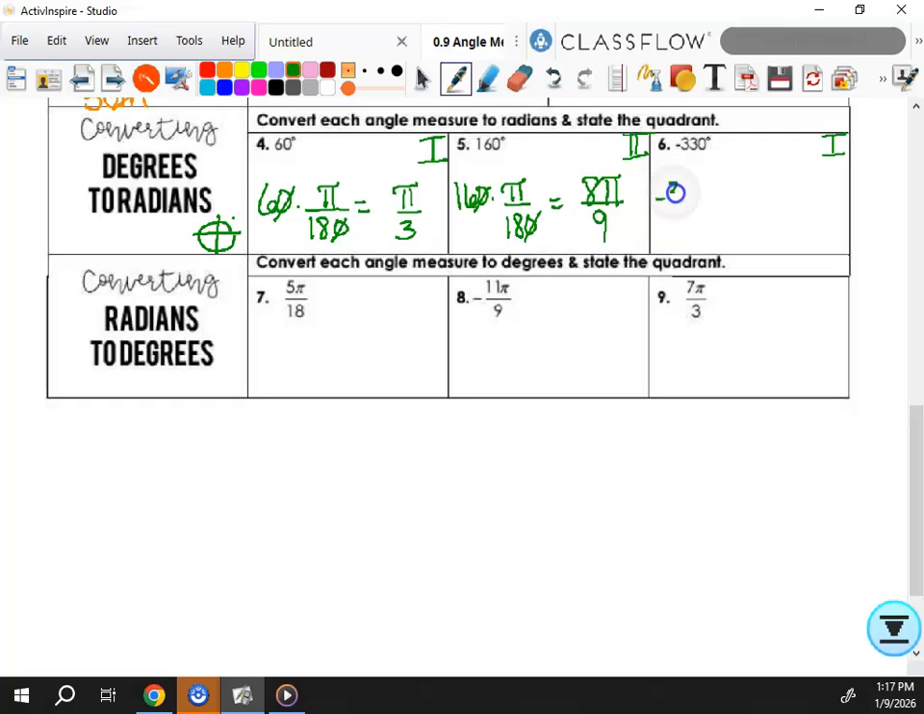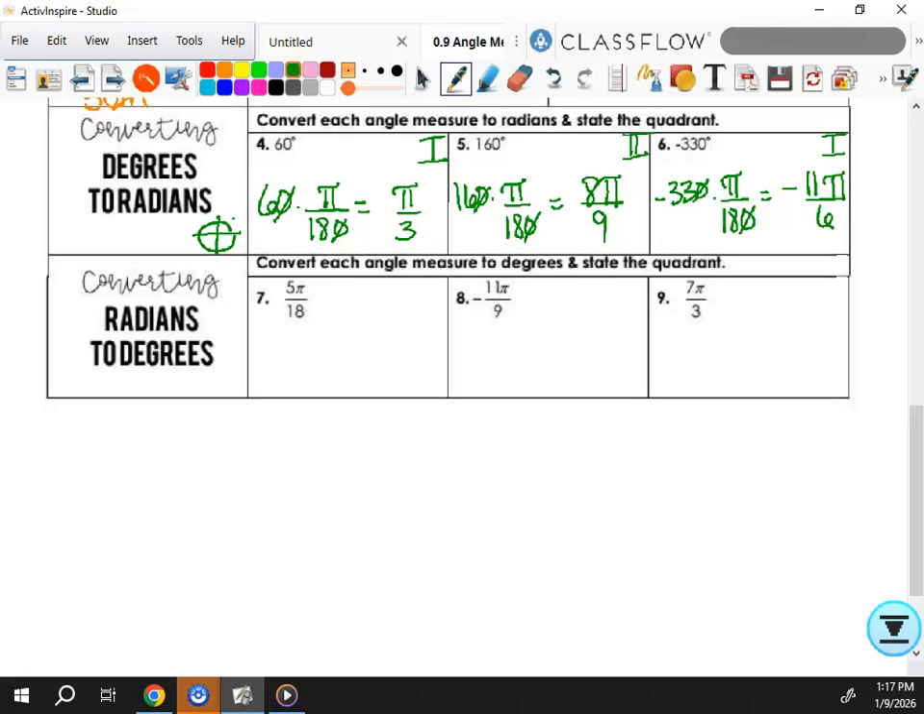So I have that negative 330. I'll multiply it by pi over 180. Cancel out the zeros. Don't forget my negative, right? Can divide those both by 3, so that'll be negative 11 over 6. Any questions at all?